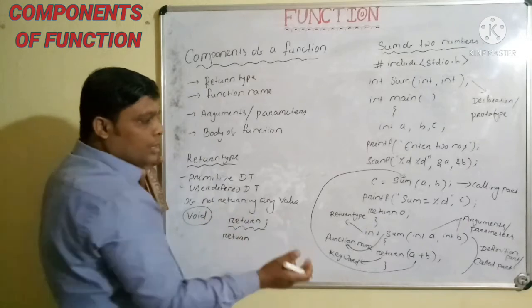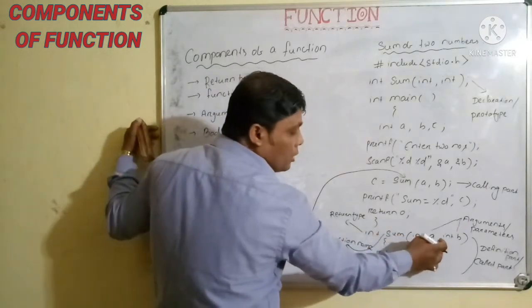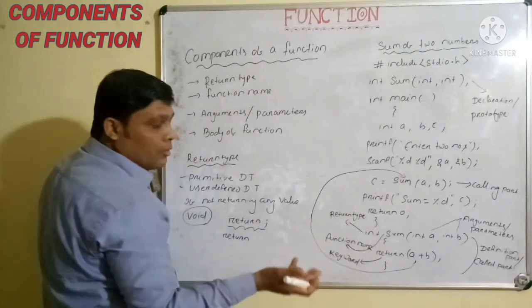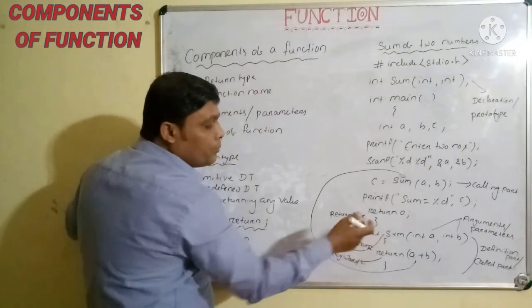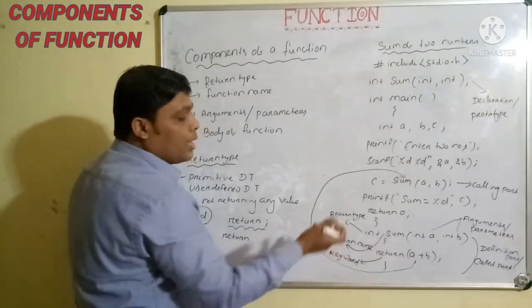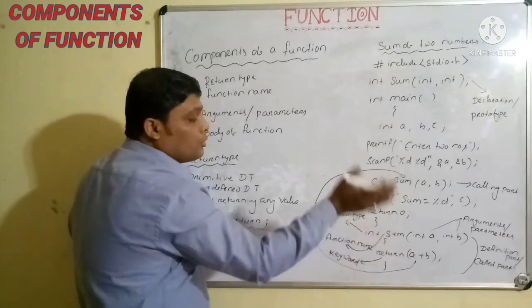Clear? Same way, if I take a, b as float, then I am returning a plus b. That means a float value I am returning. So the return type will be float according to that. Whichever type of value I am returning, I have to give the return type according to that.